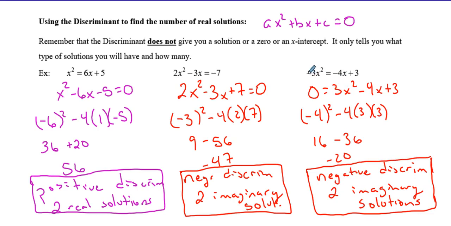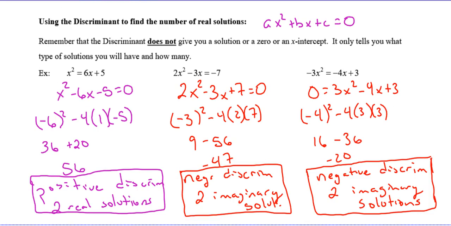Now notice I had brought the 3x squared over by adding. If you had happened to take over the 4x and then the 3, you should still end up with a negative 20. That shouldn't affect your discriminant. You should still end up with a negative discriminant and two imaginary solutions. So you've got a little bit of flexibility about where you want to take the terms. As long as you get all the terms to one side equals 0, you shouldn't have any issue with getting the correct discriminant, as long as you're following the correct formula.